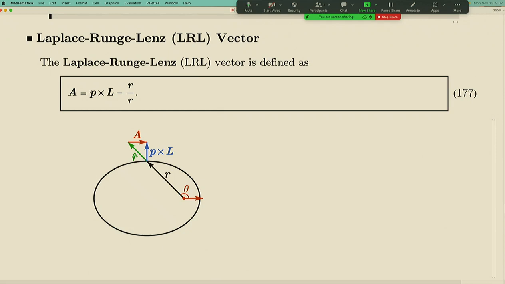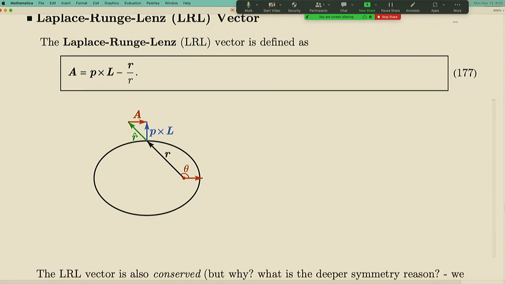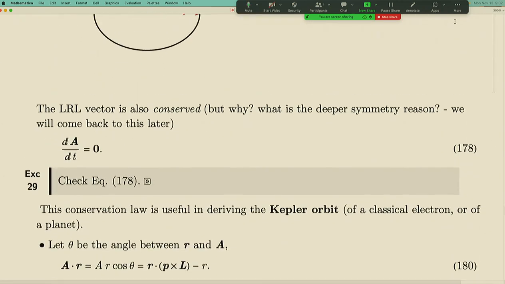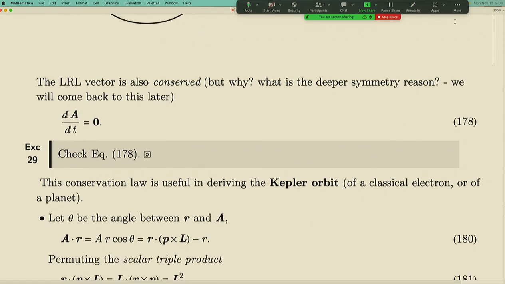This vector characterizes, first of all, in its direction, the direction of the major axis of the orbit, and then its amplitude is the eccentricity, which is the shape of this orbit. If you try to verify it on the classical mechanics level, one can show that this quantity is also conserved. So there are more conserved quantities than what we would expect. Both angular momentum and the LRL vector are conserved.